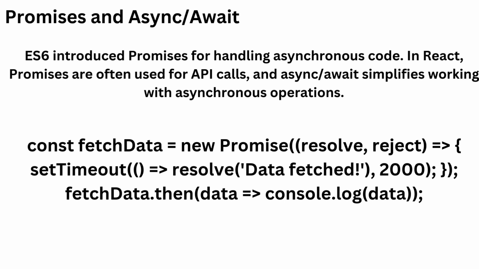Promises and async await. ES6 introduced promises for handling asynchronous code. In React, promises are often used for API calls, and async await simplifies working with asynchronous operations. Promise.